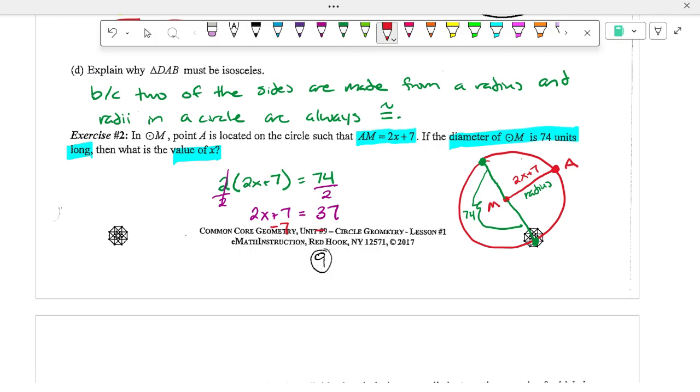So I'm going to subtract the 7 from both sides. I get 2x is equal to 30. So x is equal to what if I divide by 2? 15.